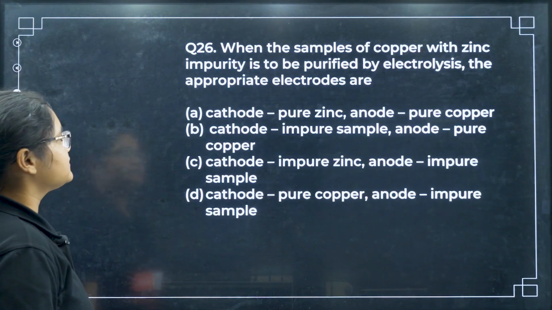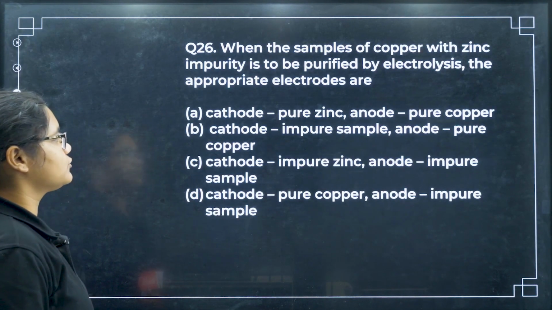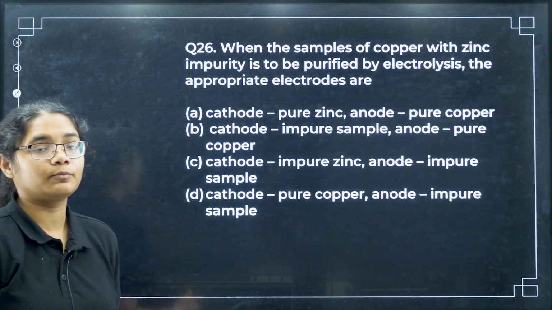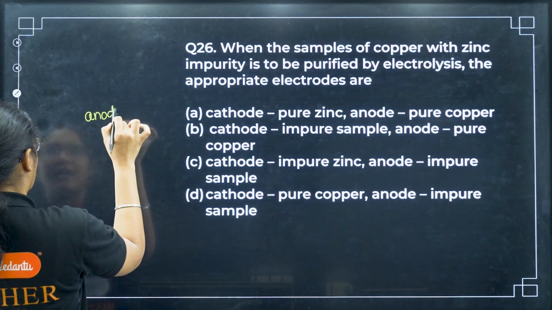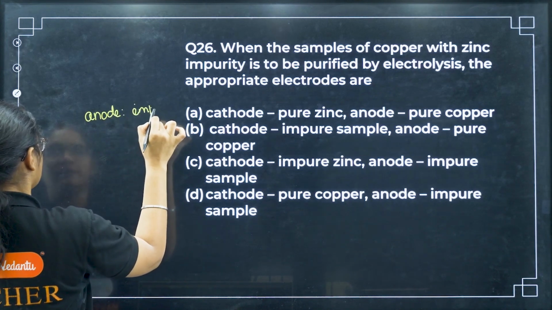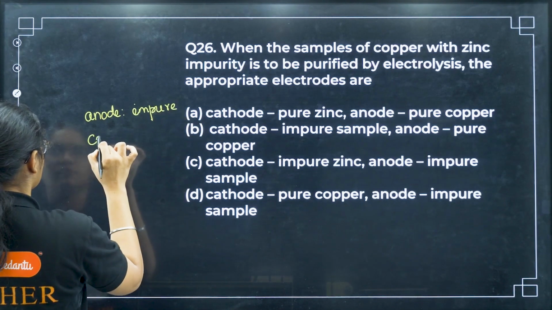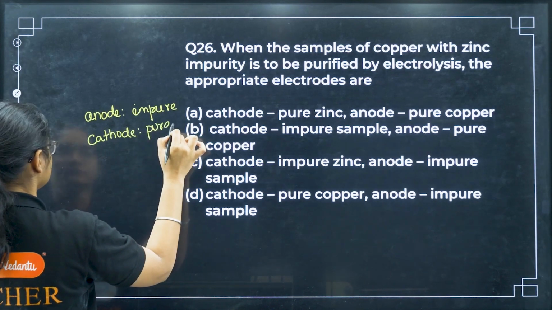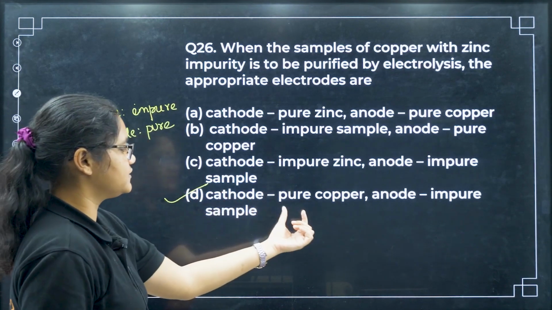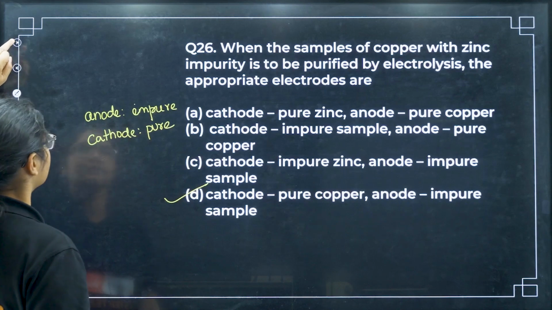Next, when the sample of copper with zinc impurity is to be purified by electrolysis, the appropriate electrodes are... So here you remember always the anode is the impure sample and the cathode will be the one with pure sample. Okay, so that is D, cathode is pure copper, anode is impure sample.